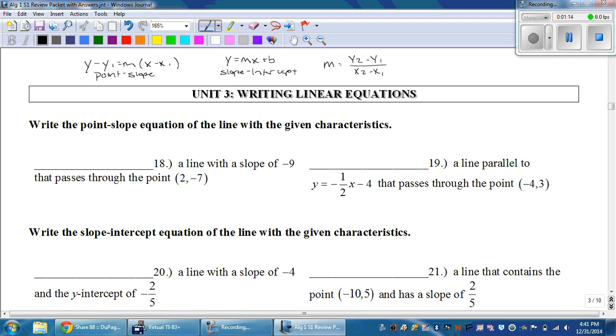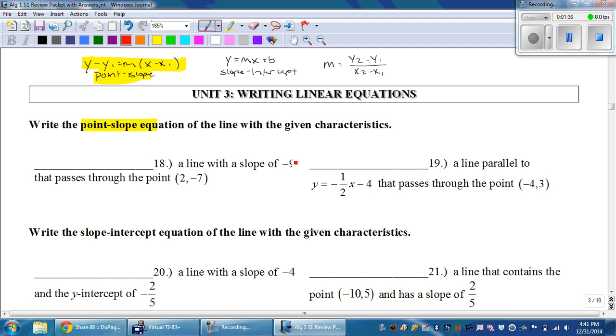So if you haven't put those down on your note cards, I highly suggest that you do it now. Okay. All right, let's get started. So the first part, they're only asking for a point slope equation. So that's what our answer is going to look like. It's going to look like a point slope. Okay, so let's pay attention.